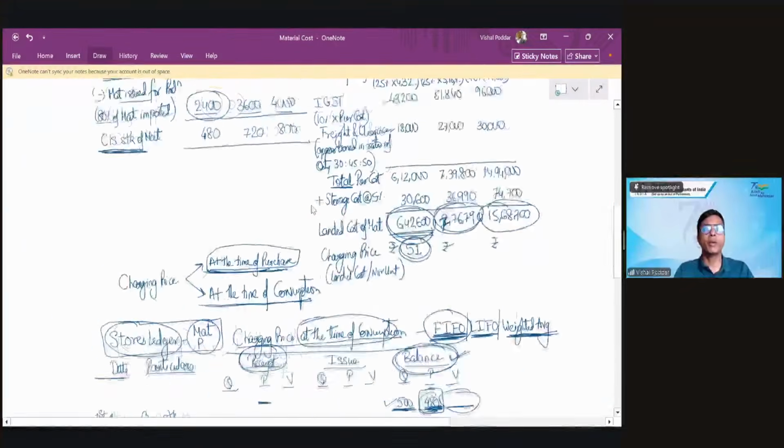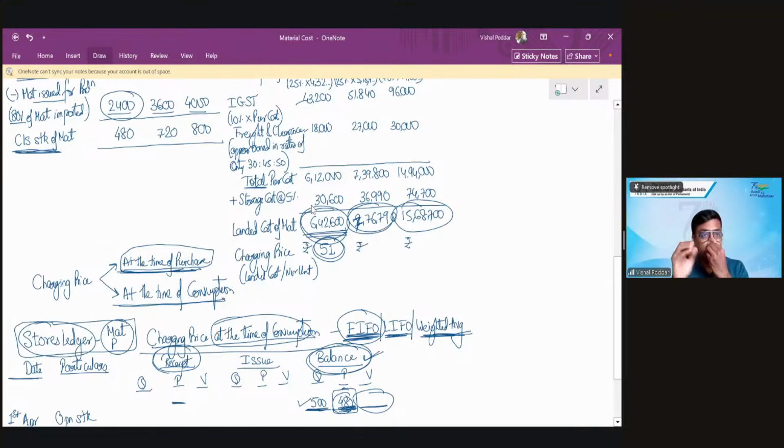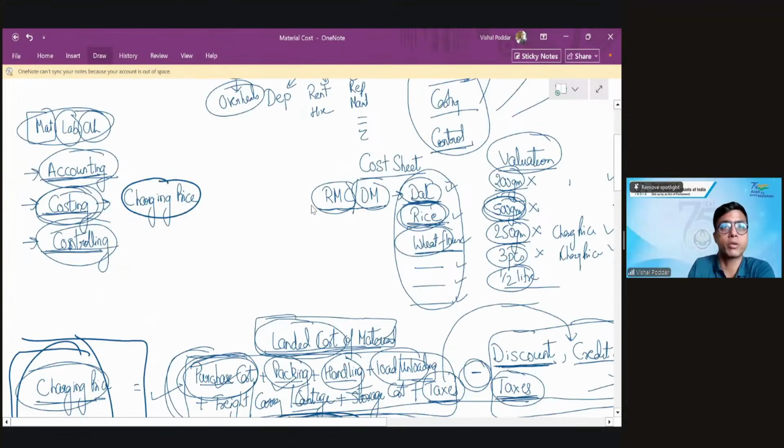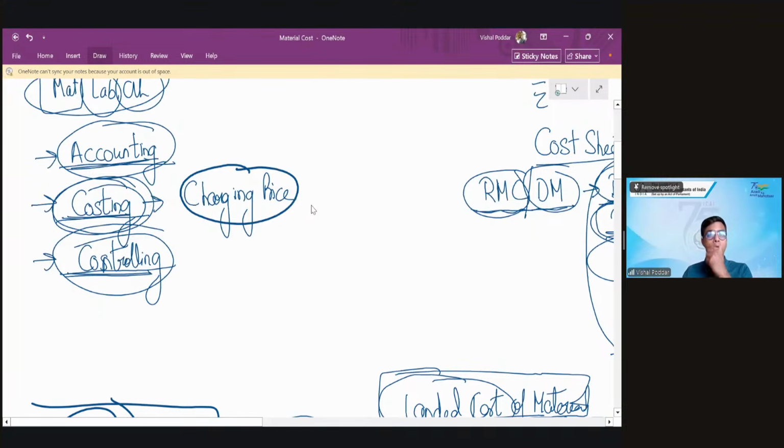Is this clear to everyone? So students, this is how you do costing. We were on this first part of our syllabus, material cost, that is, how do we do costing of material cost. So this is the whole process.